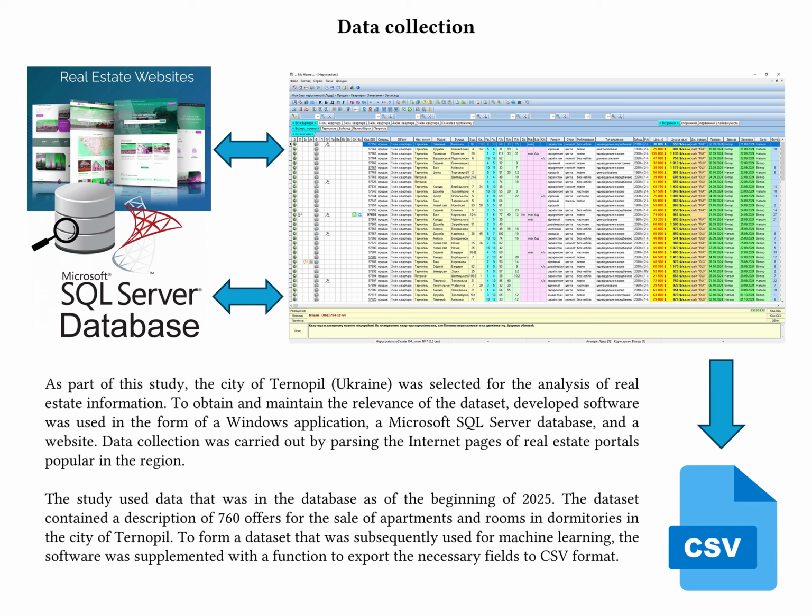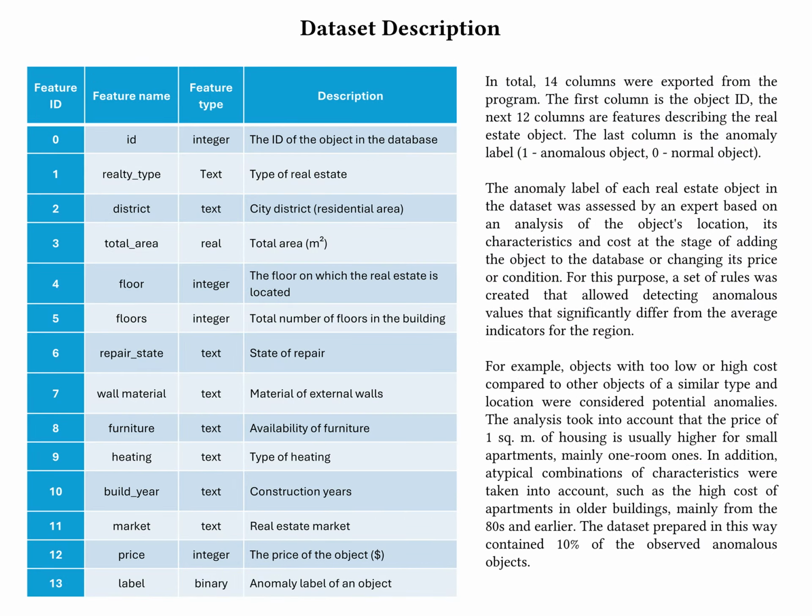The dataset contained descriptions of 760 offers for the sale of apartments and rooms in dormitories in the city of Ternopil. To form a dataset that was subsequently used for machine learning, the software was supplemented with a function to export the necessary fields to CSV format. In total, 14 columns were exported from the program. The first column is the object ID. The next 12 columns are features describing the real estate object. The last column is the anomaly label.